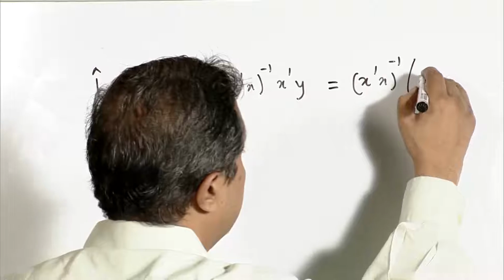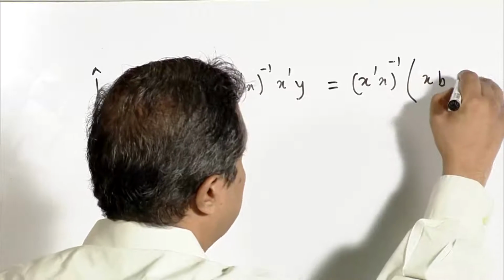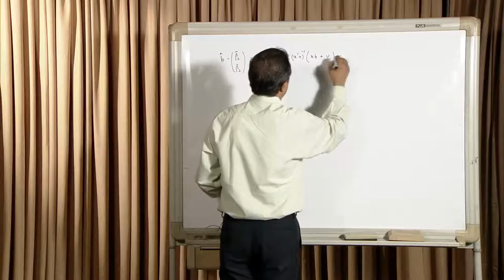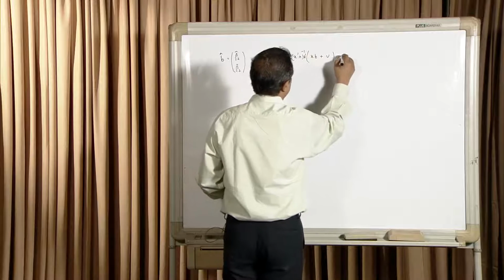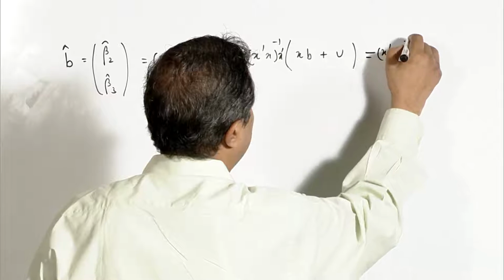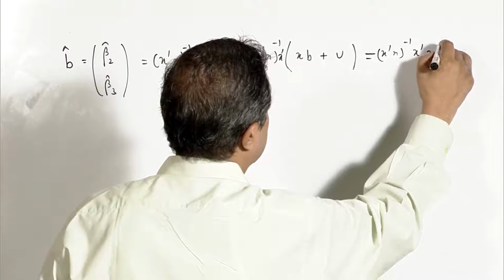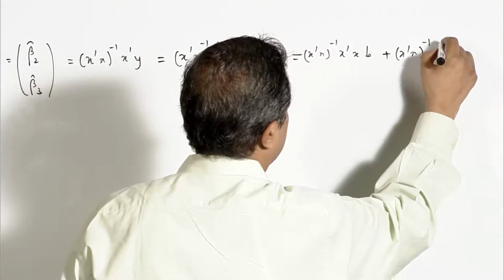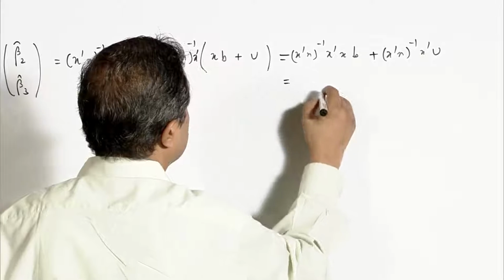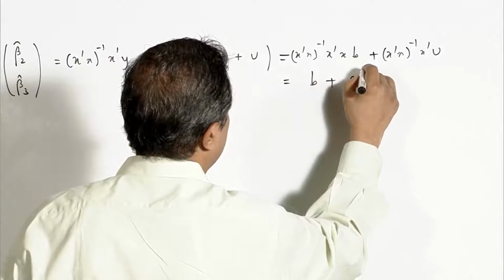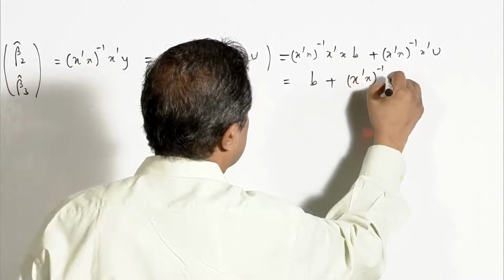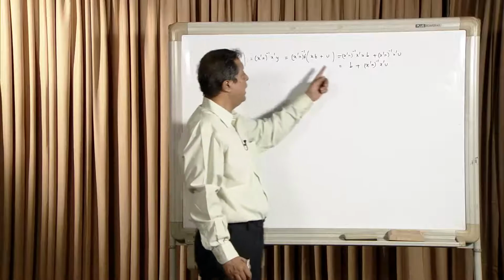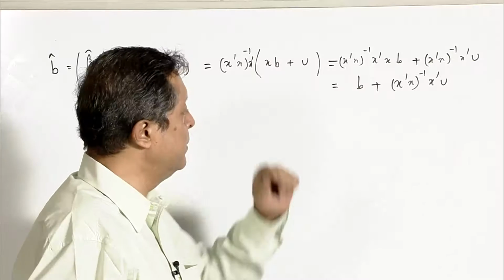Now we write y equal to x b plus u, and that boils down to x prime x inverse x prime x b plus x prime x inverse x prime u, which gives us b plus x prime x inverse x prime u. So, that is the relation between the estimate b hat and b and the disturbance terms ui's.